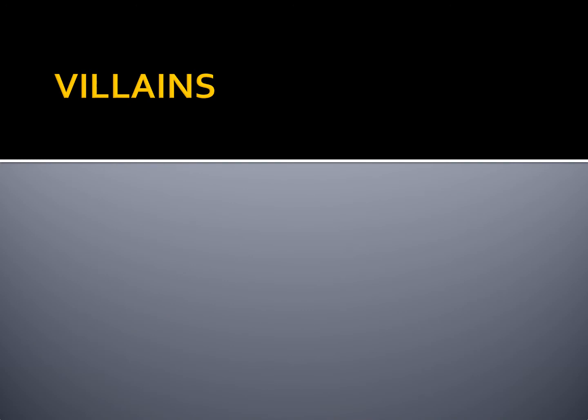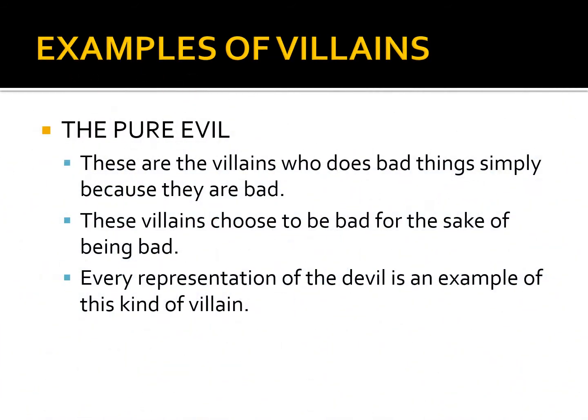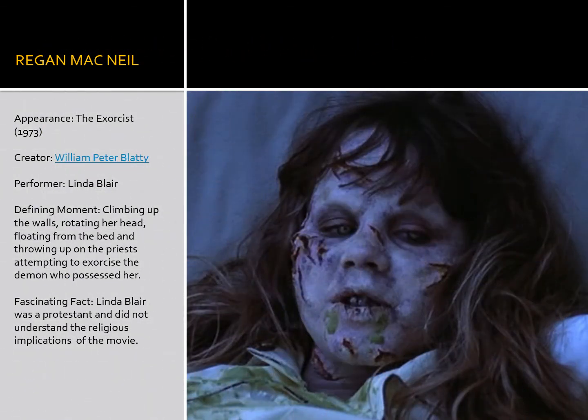So we talked about heroes, we're also going to be talking about villains. So there are also different types of villains. The pure evil is a villain who does bad things simply because they are bad. These villains choose to be bad for the sake of being bad. Every representation of the devil is an example of this kind of villain. Here we have Regan McNeil, or rather the devil that possessed her, as an example of pure evil.